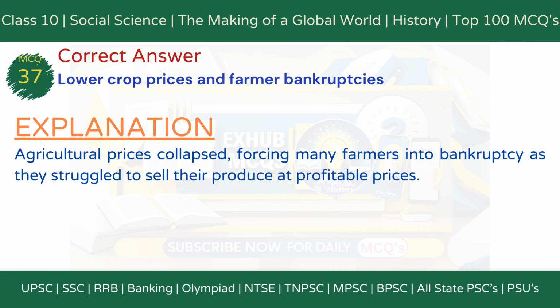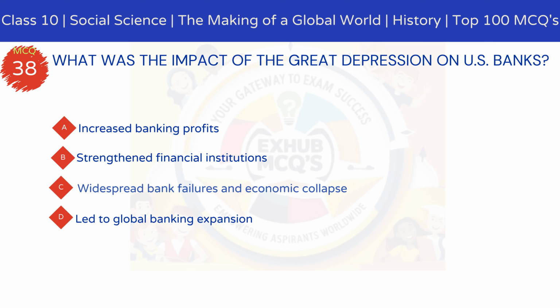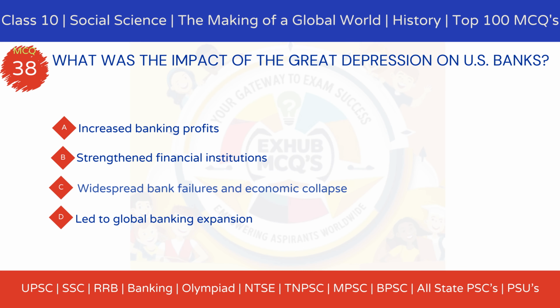The correct answer is option C. Lower crop prices and farmer bankruptcies. Explanation: agricultural prices collapsed, forcing many farmers into bankruptcy as they struggled to sell their produce at profitable prices. MCQ 38. What was the impact of the Great Depression on U.S.